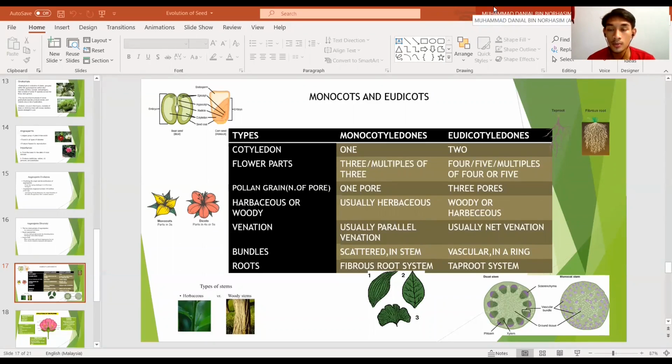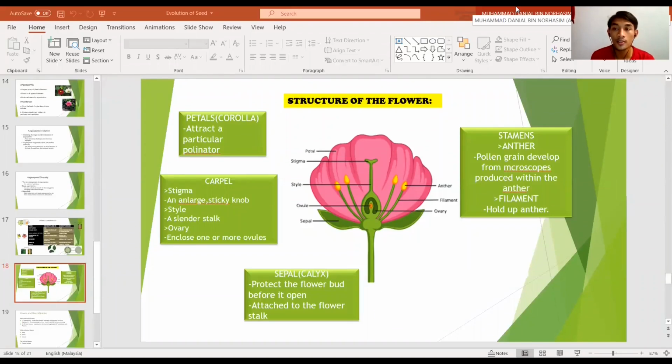And that is all the parts, with which we can choose whether a plant is monocotyledon or eudicotyledon. For example, we can see the picture in the slide, the example of the flowering plant parts. So we will proceed with the structure of the flower.